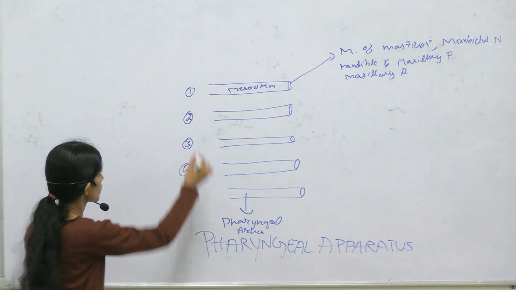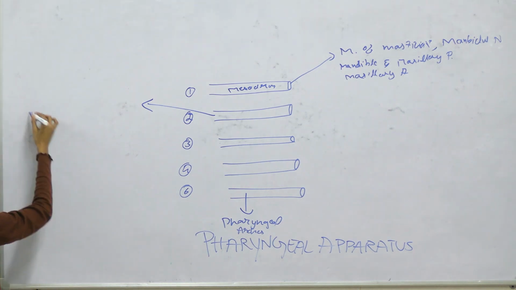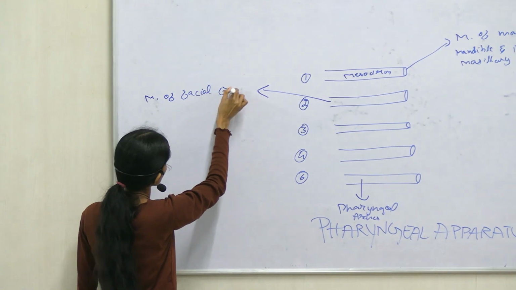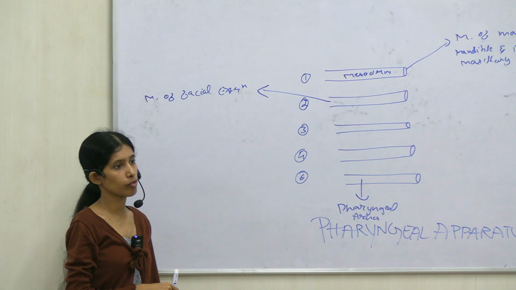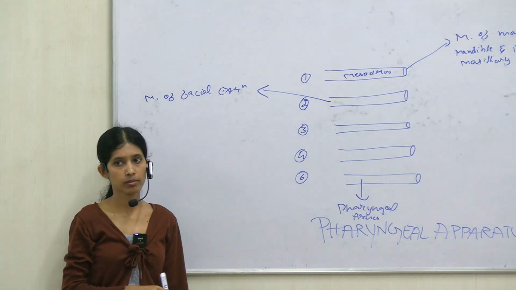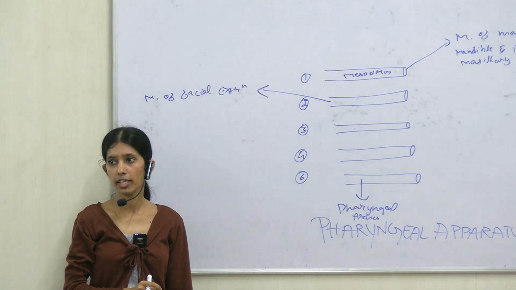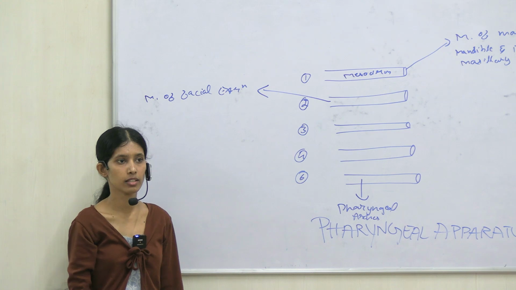Okay. What about the second arch? It is the muscles of facial expression. So what are all the muscles of facial expression? Which muscles come under this heading?